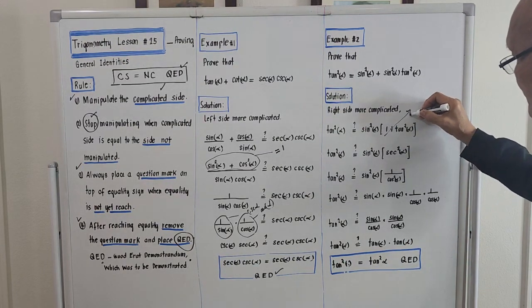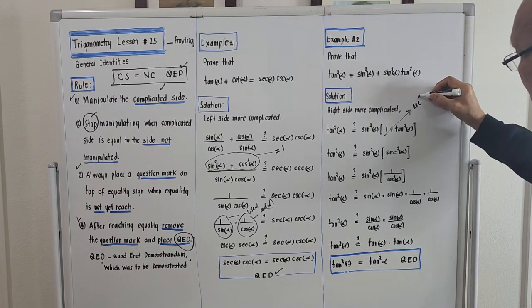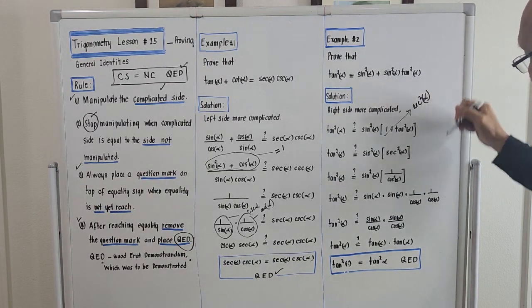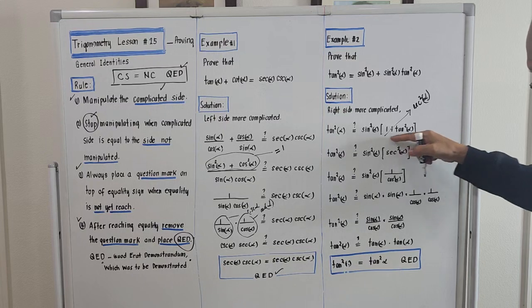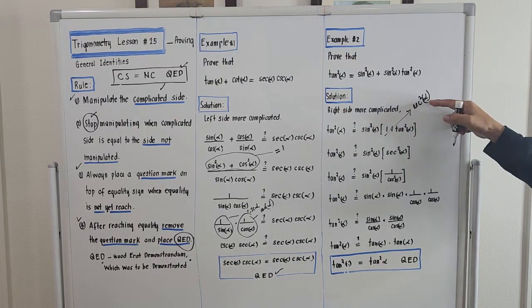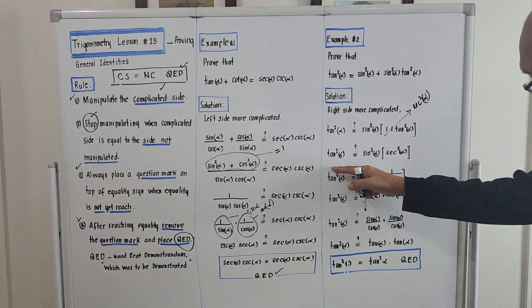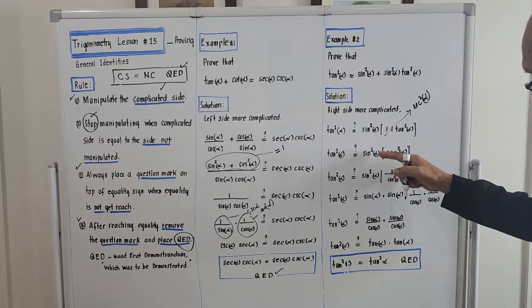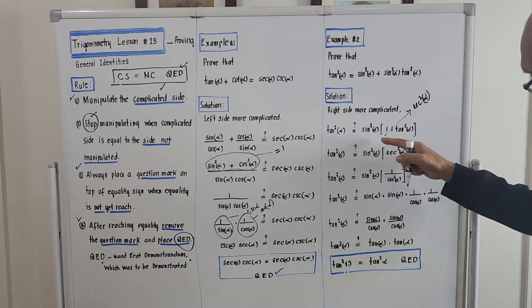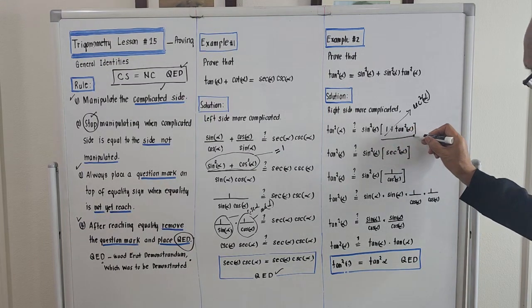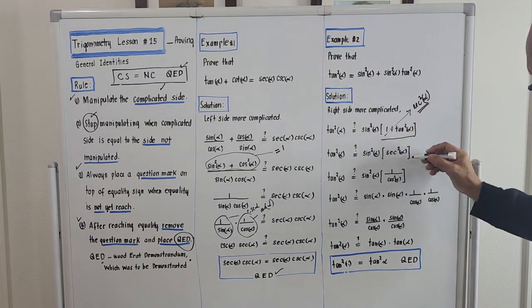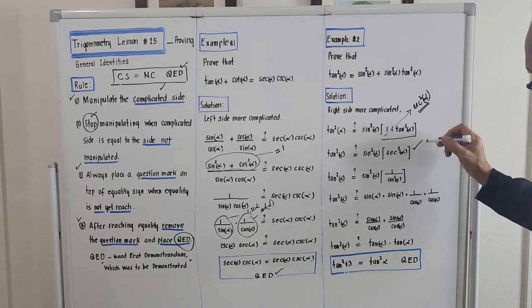Then try to make some substitutions by using your knowledge of trigonometry. 1 plus tangent square of alpha is actually secant square of alpha. So we could replace 1 plus tangent square by the value secant square of alpha. So tangent square of alpha, is it equal to? We maintain sine square of alpha, and we replace this value here by secant square of alpha.